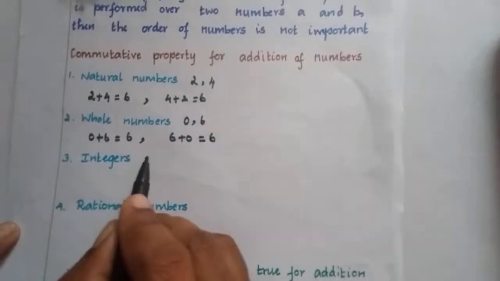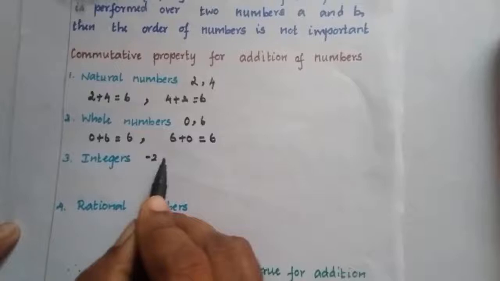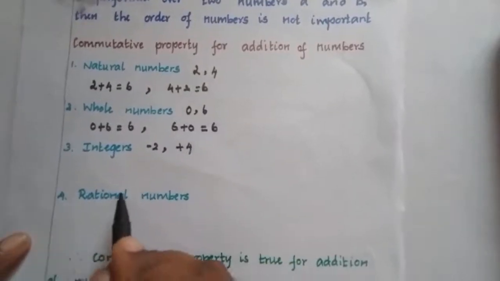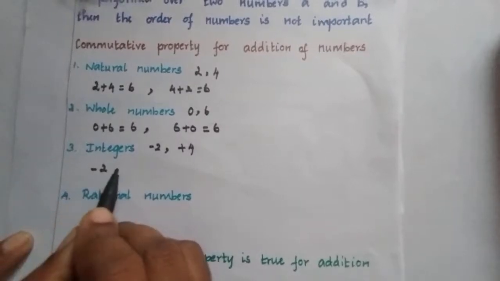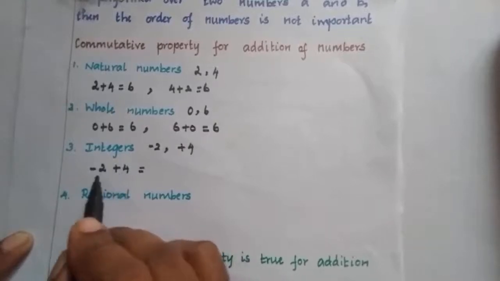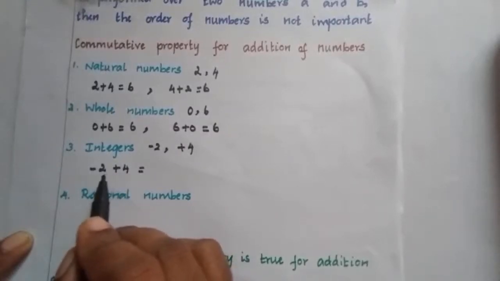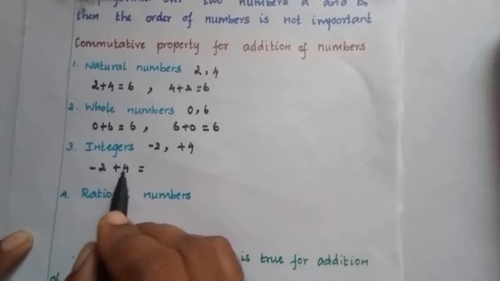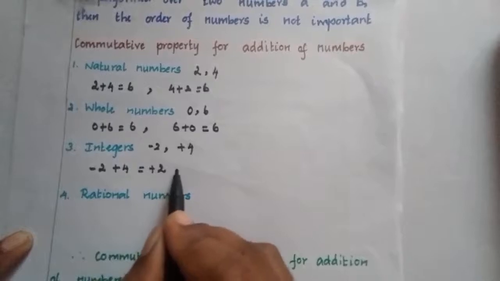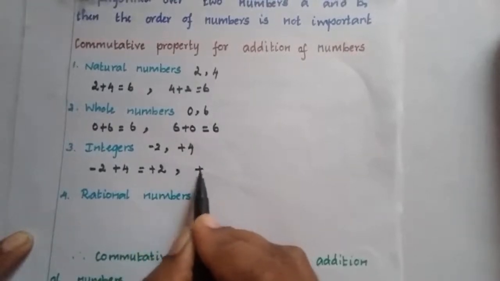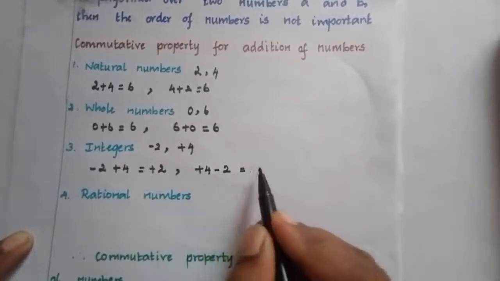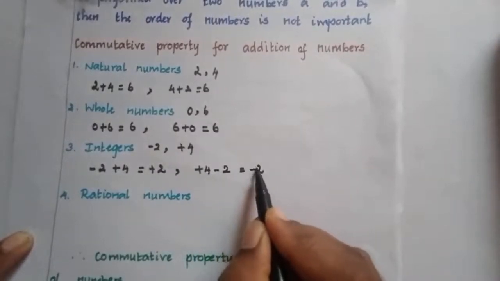Let us take two integers. One is minus 2 and the other one is plus 4. So minus 2 plus 4. What's the value? These two integers are in different signs. Subtract and write the greater number sign. So the difference is 2 and the greater number sign is positive. So the answer is plus 2. Similarly, plus 4 minus 2. So what's the value of 4 minus 2? That is also plus 2.